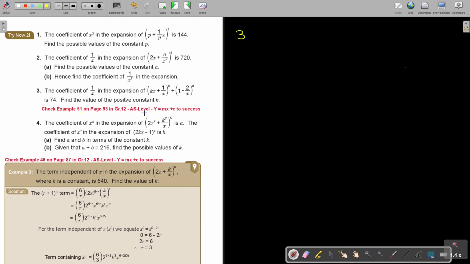So the coefficient of 1 over x, so it's again 1 over x, in the expansion, but now there are 2 parts. Do you see? There are 2 parts, it's to the power 7, and there's a plus in between. So find the value of the positive constant, and now look here, positive constant. So always read the question again at the end.